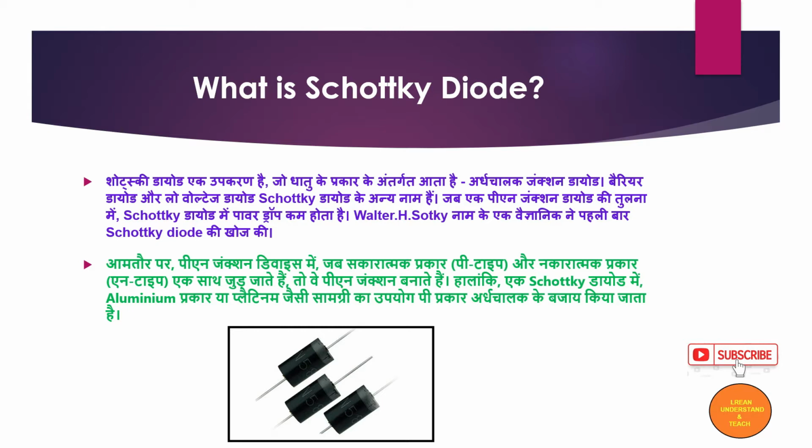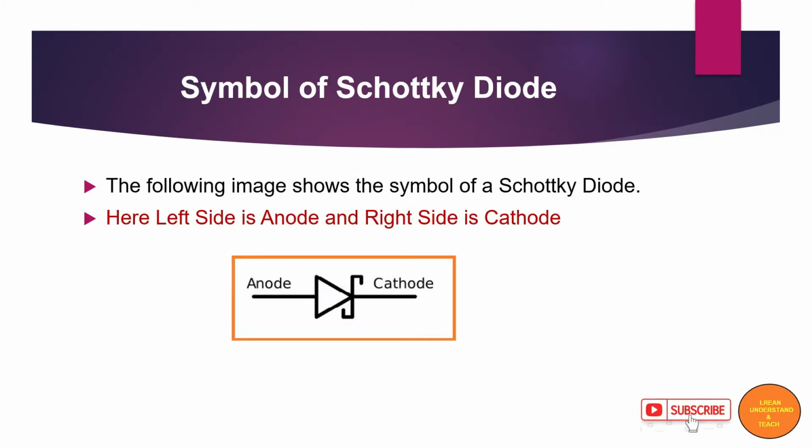Next one is the symbol of Schottky diode. Here shows the image of the symbol of Schottky diode. Here the left side shows the anode and the right side is called the cathode. Anode is positive and cathode is negative.